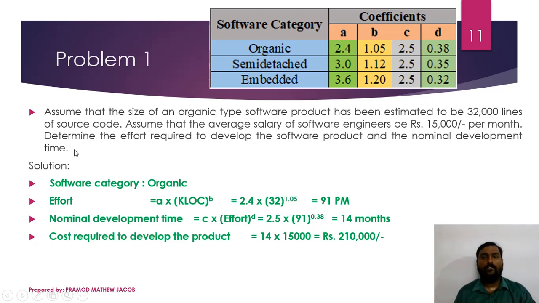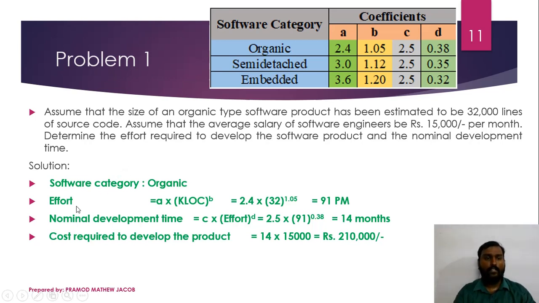In order to solve a problem in COCOMO, first we have to identify which category this software belongs to. This software belongs to the organic category because it is directly given in the question: "Assume that the size of an organic type software." So it is clear that the type of the software is organic. So we have to use the parameter values of organic for A, B, C, D.